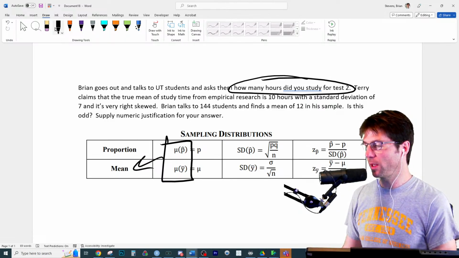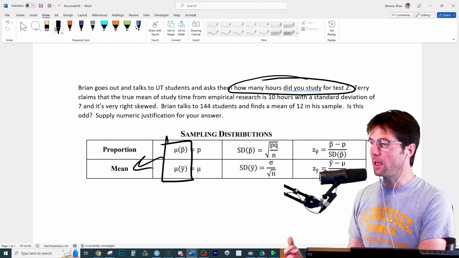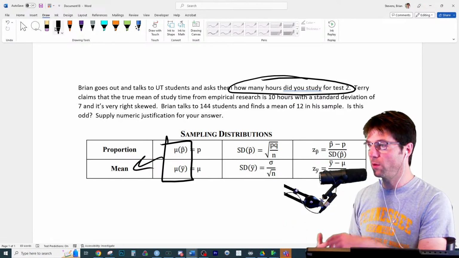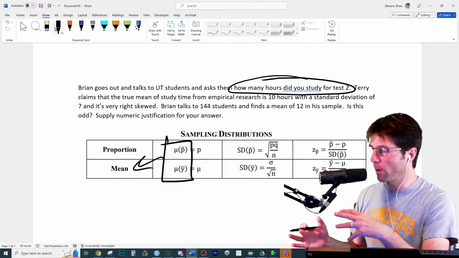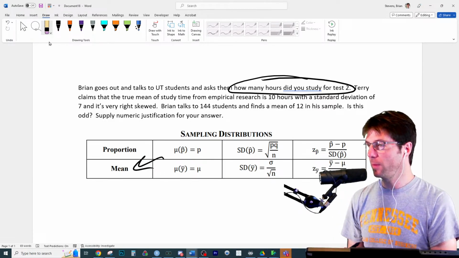I think Cassie sees it right there. You'd have to say something like 12. If someone says, how many hours did you study for the test? The answer is going to be a quantitative answer like 12, 14, 3, 1, 2, 0, whatever. But it has to be quantitative. And that means we're dealing with the mean.